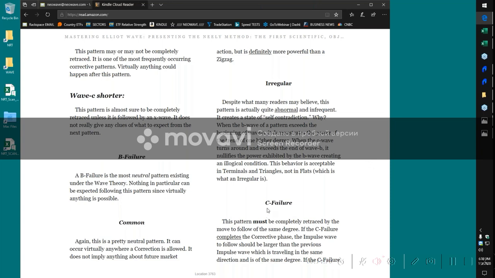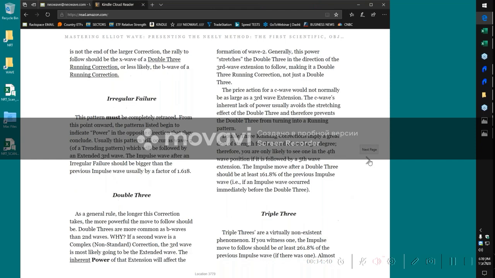If you get a C wave failure, so if you have a flat and let's say A and B are both $10 and the C wave is $6, then that failure implies strength in the opposite direction. So a C failure has to be completely retraced after it's over, and it needs to be retraced in the same amount of time or less and probably much quicker than normal. So these are the kinds of things that you need to see as you're forming patterns.